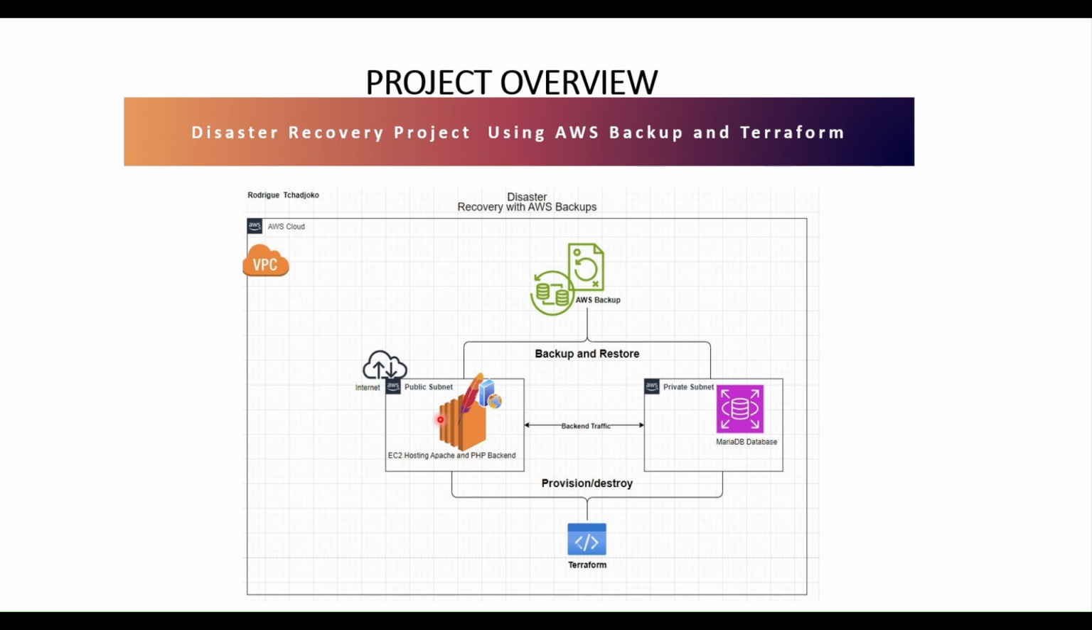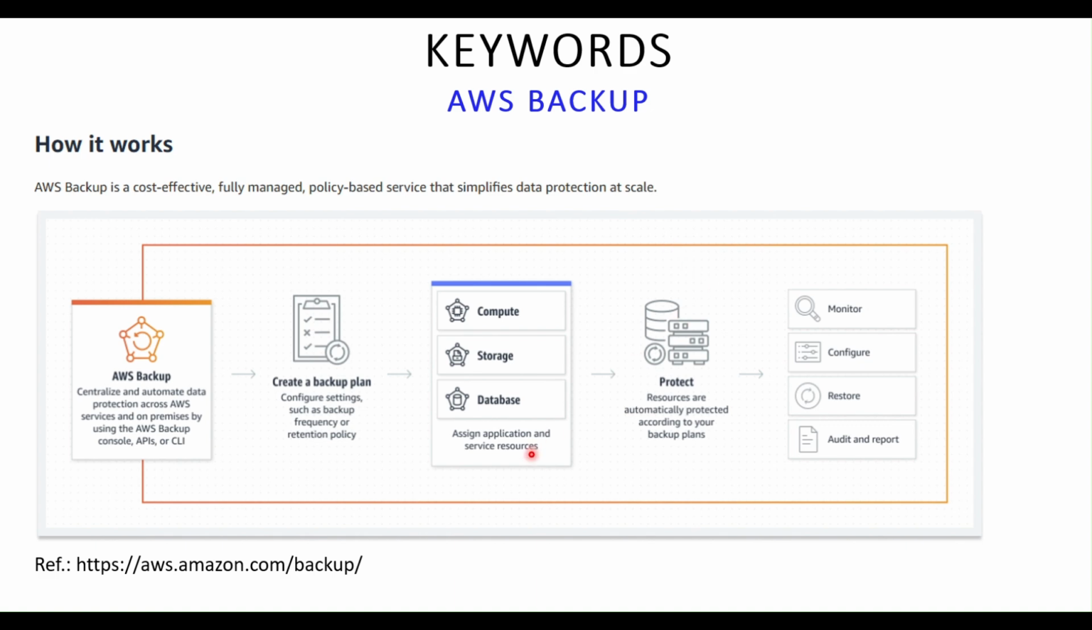And then we will use AWS Backup to back up those resources and use Terraform to destroy them. And finally, we use AWS Backup to restore them from backup. AWS Backup is a cost-effective, fully managed, policy-based service that simplifies data protection at scale.